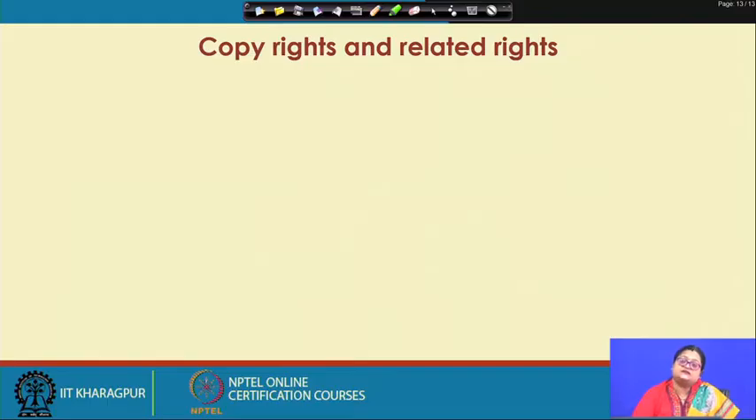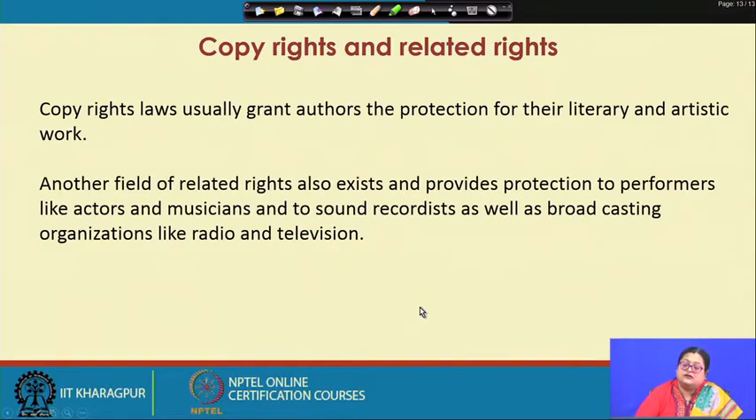Next, we will discuss copyrights. Copyrights are generally about the laws which grant authors protection for literary and artistic work.